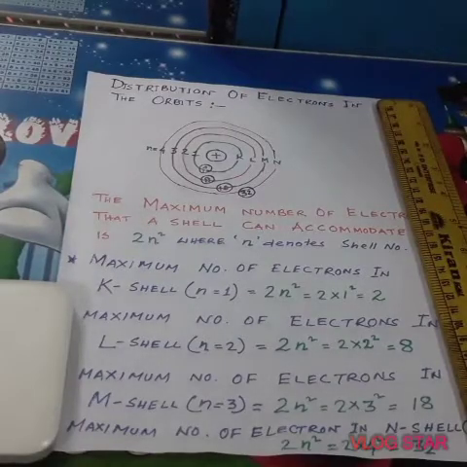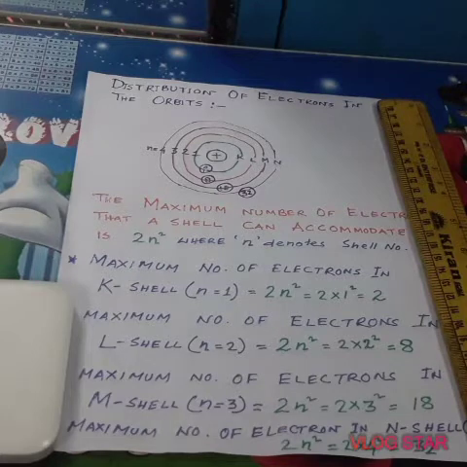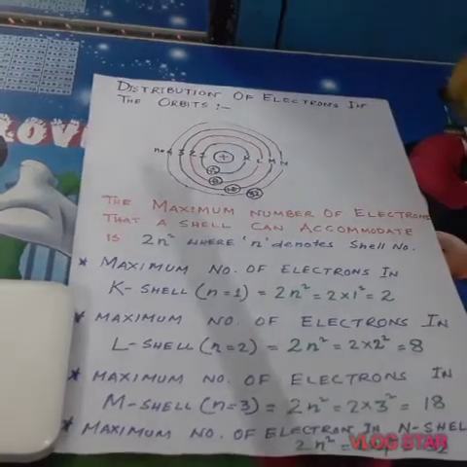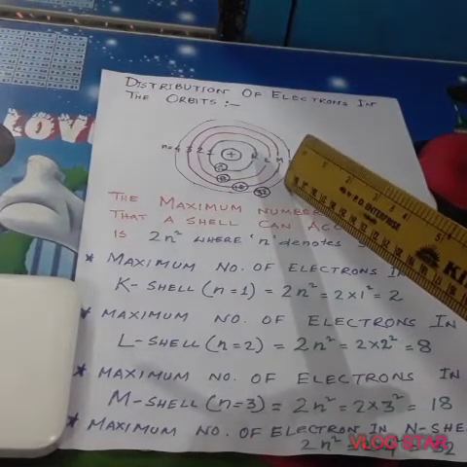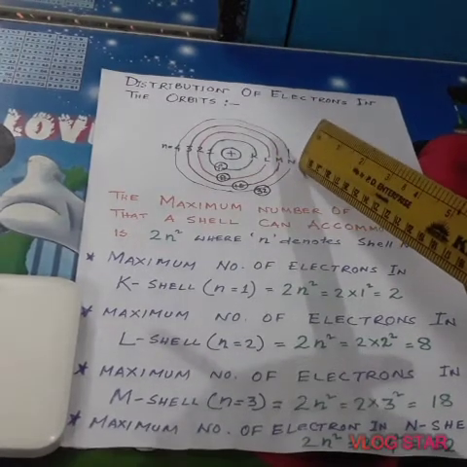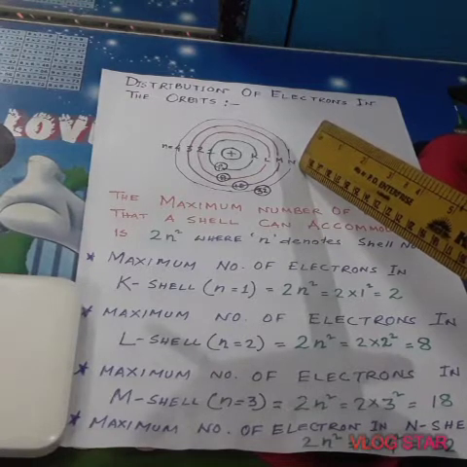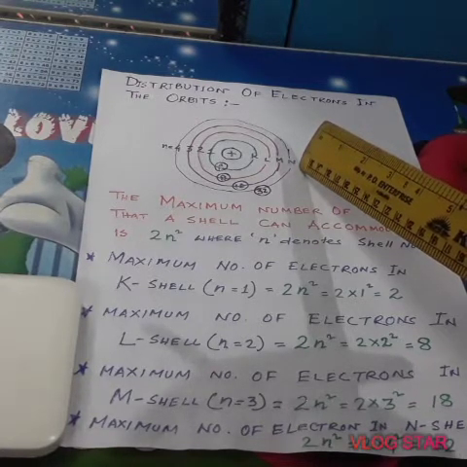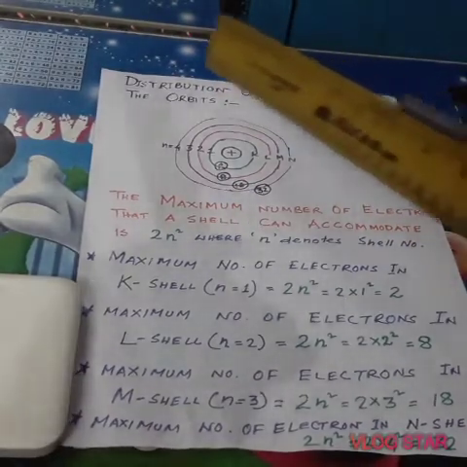Now, according to Bohr's atomic model, electrons are revolving around the nucleus in different extranuclear circular orbits with definite amounts of energy. These orbits are called shells or energy levels. The electrons are distributed in these shells as per Bohr's scheme as follows. Distribution of electrons in the orbits.